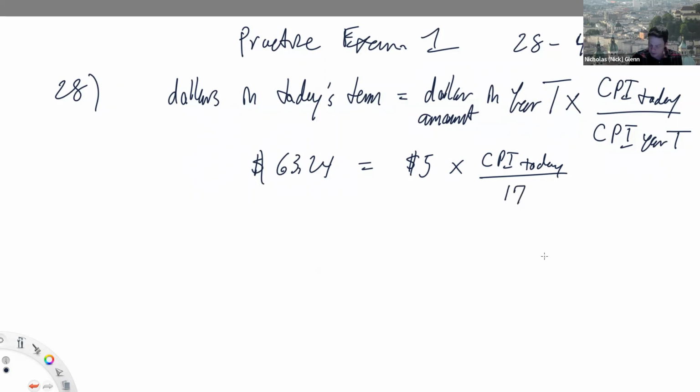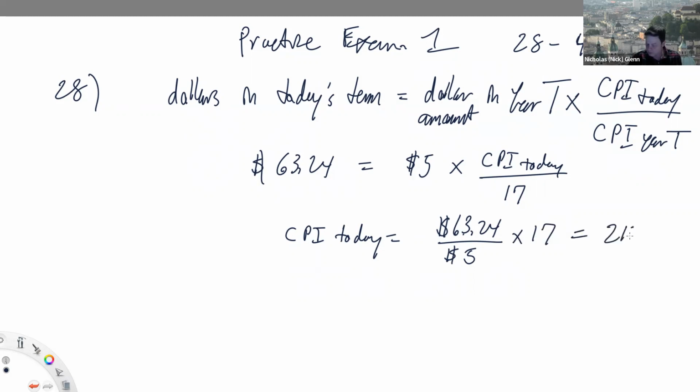Well, what do you need to do now? You want to get CPI today by itself. And so you need to divide 63.24 by 5. You also need to multiply by 17. And when you do that, what you should get is approximately 215. So that'll be your CPI for today, and that'll be A.